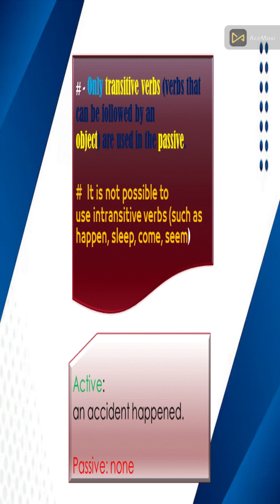Another note, a very important one: only transitive verbs. What do we mean by transitive verbs? Transitive verbs, verbs that can be followed by an object, are used in the passive voice. But it's not possible to use intransitive verbs such as happen, sleep, come, seem, go, whatever. As long as the verb that you use doesn't have an object, the sentence has no passive voice. Example: an accident happened. Passive: none. No passive voice here because we don't have a clear object.